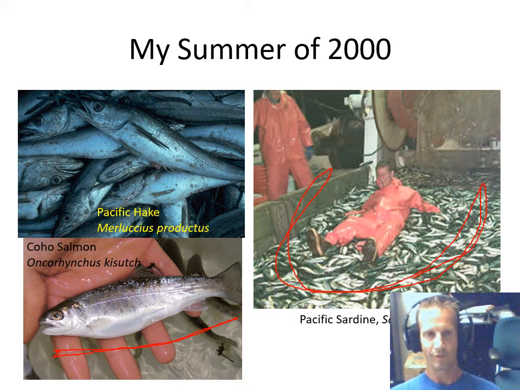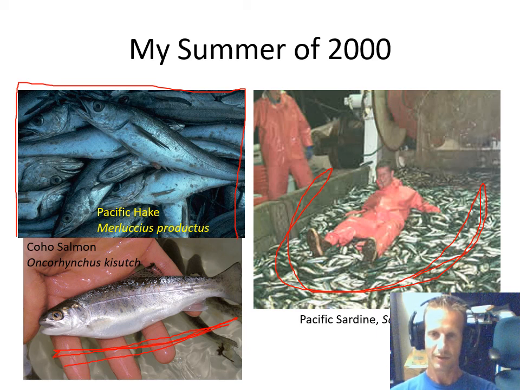With the larger fish that we caught, things that were potentially predators of the salmon, such as the Pacific hake here, we would take a few of those and kill them and preserve their stomachs. And we would look through their stomach contents to see what they were eating and if they had any baby salmon in their stomachs.